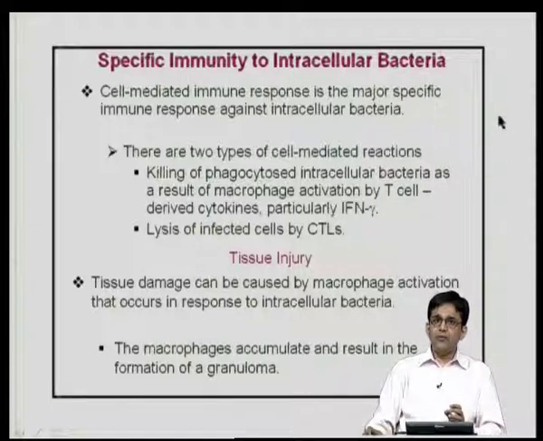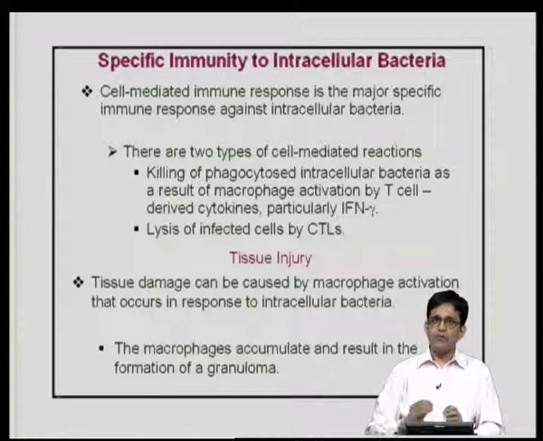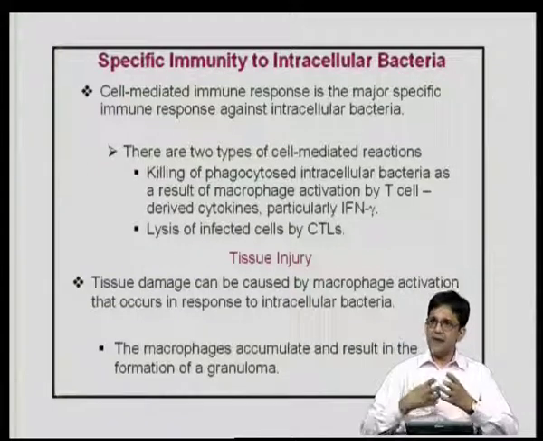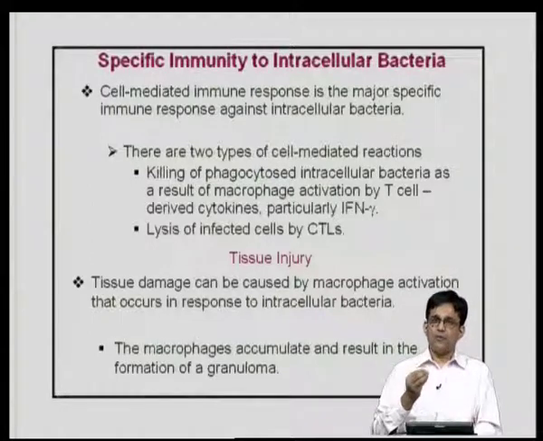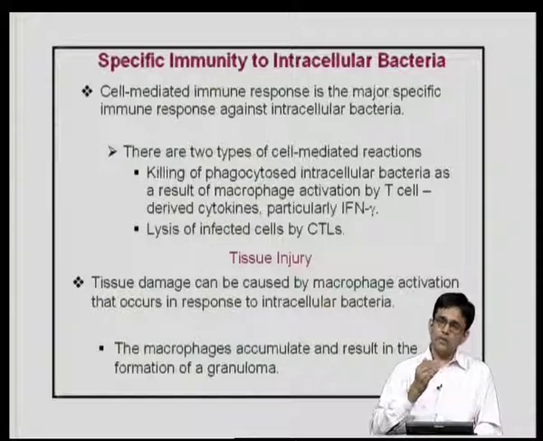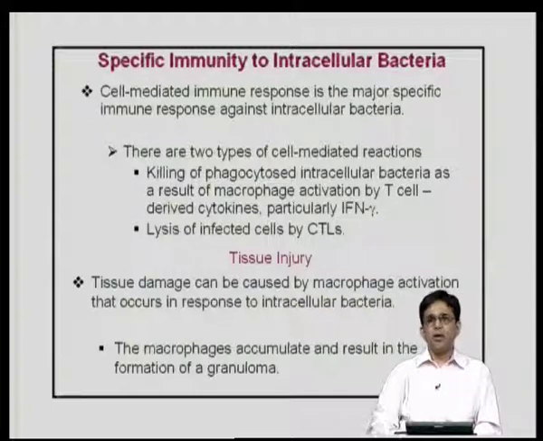Now, the way to get rid of intracellular bacteria, there will be two main types. One is production of cytokines like interferon gamma, which would activate the macrophages or phagocytes, and the heightened activation would result in increased production of reactive oxygen and nitrogen intermediates and increased production of cytokines, and that would take care of the bacteria. The other way is lysis of the infected cells with cytotoxic T lymphocytes. In which case you would generate a T cell response, and a part of the T cell response would take care of these bacteria.